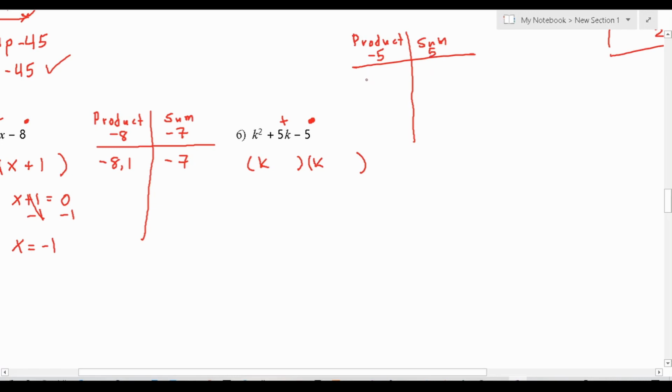Now, in this case, you might say, well, one's going to have to be negative, one's going to have to be positive. As we know, 5's a prime number, so it's going to either be negative 1, 5 or negative 5, 1. Negative 1 times 5 certainly is negative 5. Negative 1 plus 5 is positive 4, so that does not work. Negative 5 times positive 1 is negative 5. Negative 5 plus 1 is negative 4, so that doesn't work.